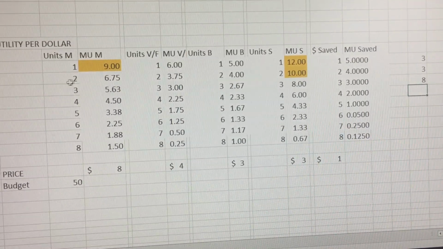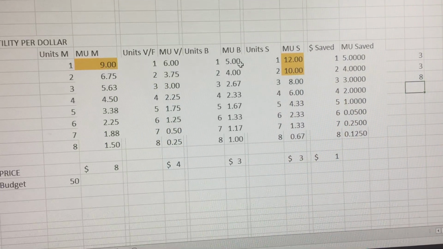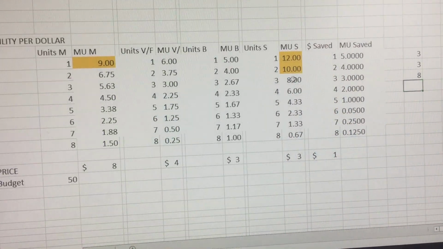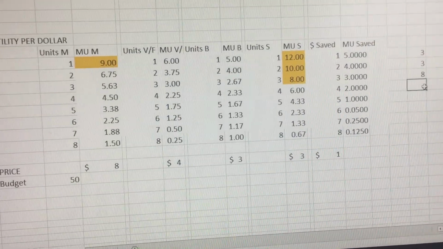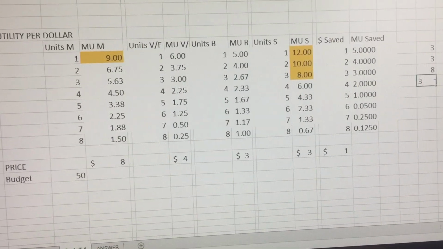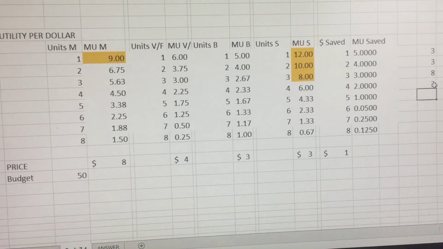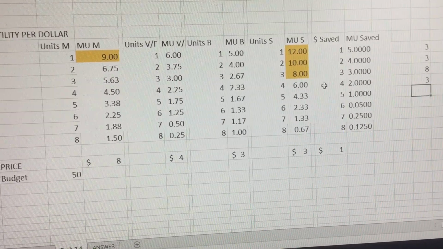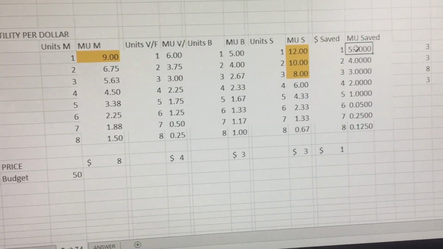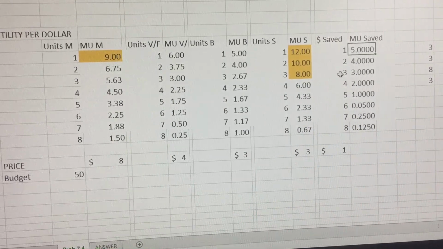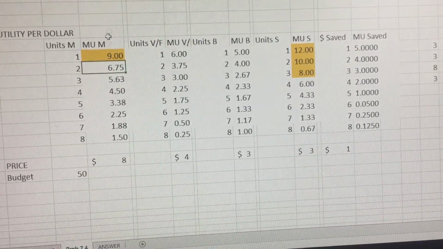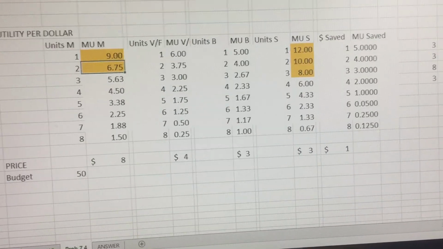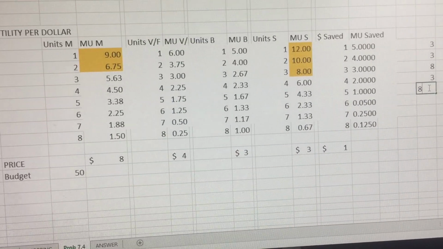Now what's next? We got 6.75, 6, 5, 8, and 5. Well, one more snack comes into play. So we'll spend $3 on that. Then what's next? I can get 5 utilities per dollar spent, 6 utilities per dollar spent, 5, 6, or 6.75. Well, I'll buy one more meat. That's $8.